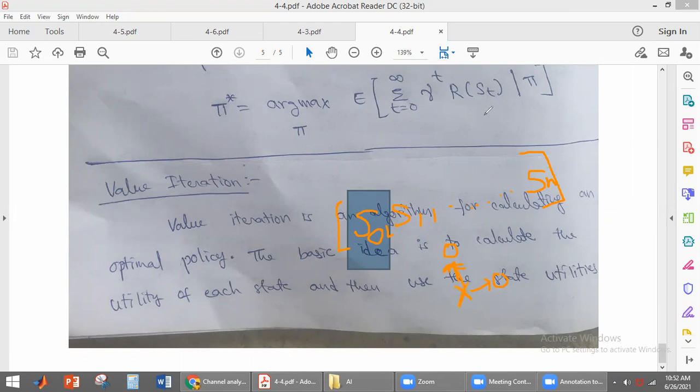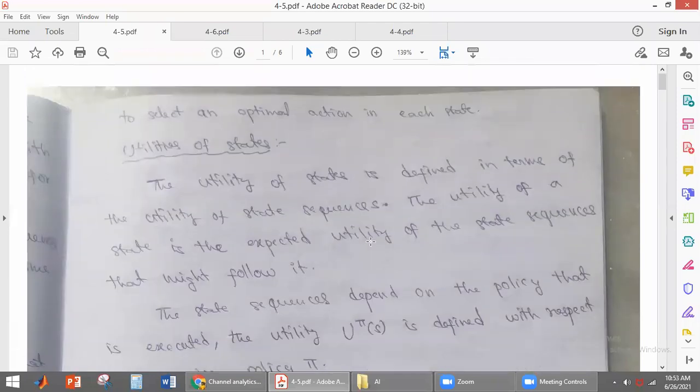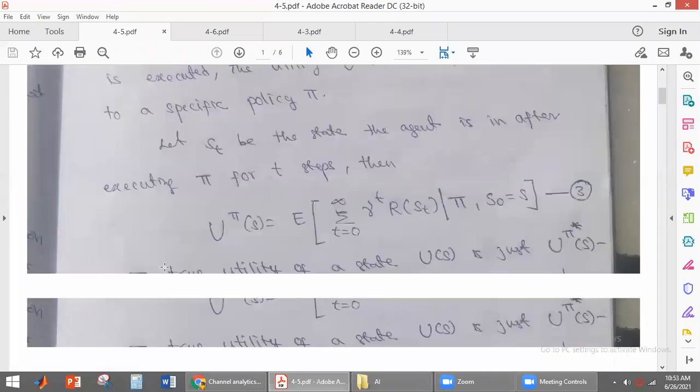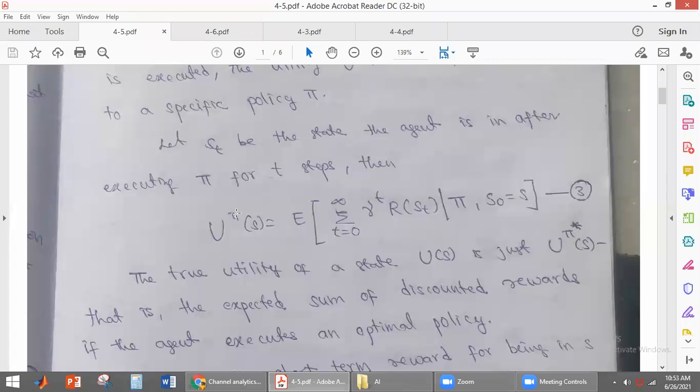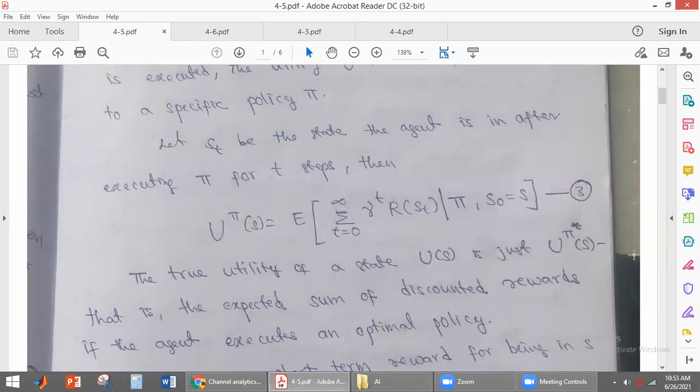So the optimal policy depends upon the utilities. What are the utilities of each and every state? So how do you find out utility, students, here? For example, if you are executing a policy, this is the equation for utility. How do we find out the utility of a state? The utility of a state can be found as the expected sum of discounted rewards when a policy is executed from the initial state. Like that, we are finding the utility of each and every state.